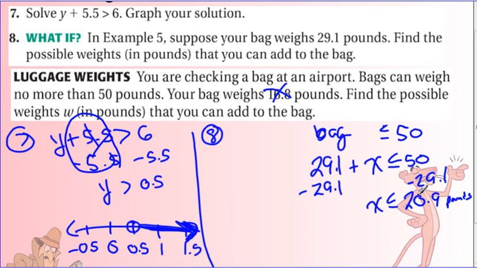So we can carry 20.9 pounds more, or anything less. We could carry 1 pound more. It would still be okay. I could carry 5 pounds more, and it would still be less than 50. Because this is how much our bag weighs now. Once I get to 21 pounds, now it's too heavy and I can't put it on the plane anymore. And does it say graph? Find the possible weight to the bag. Nope, we don't have to graph it, so we're good. 20.9 pounds is our solution.